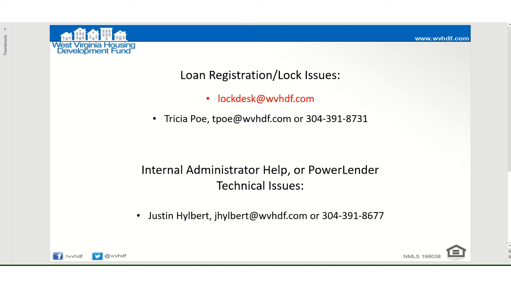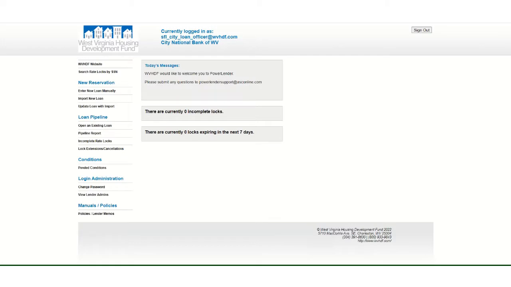Let's hop into the system. So I've already signed in. This is my launch page, and I'm going to identify the loan that we need to update is Janet Test Case, and this is the loan number that's been assigned as Test 0255.